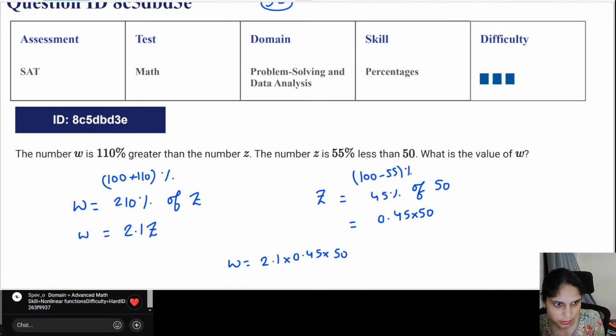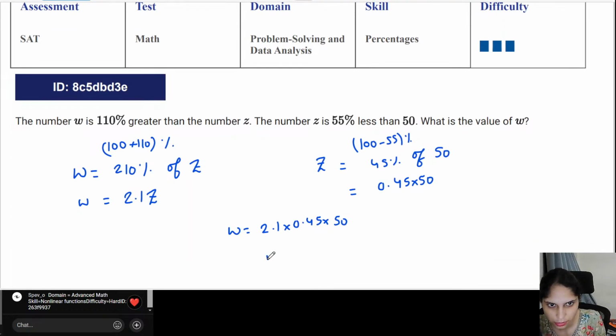$47.25. So this is our answer. I hope the less than and the greater than concept is clear.